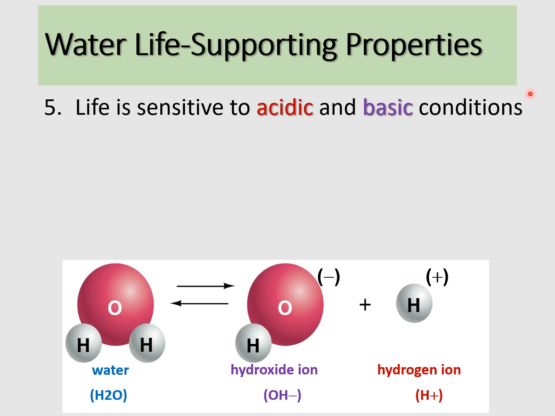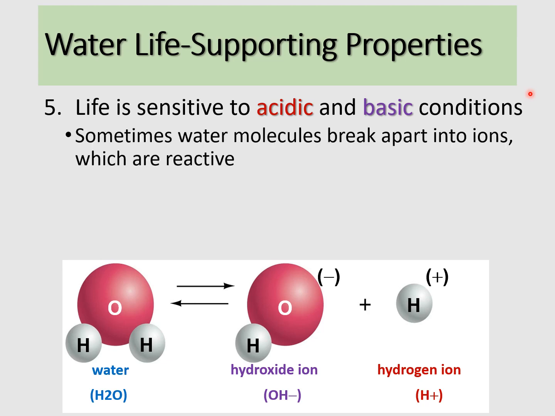So another thing about water is that it helps with the pH of the system. Life is really sensitive to acidic environments and basic environments. So it likes to be right in the middle. When you think of acidic and basic, those are kind of bad environments for life. They're not conducive to life, right? So our body likes to live at a pH of 7, right? Very in the middle, not acidic or basic.